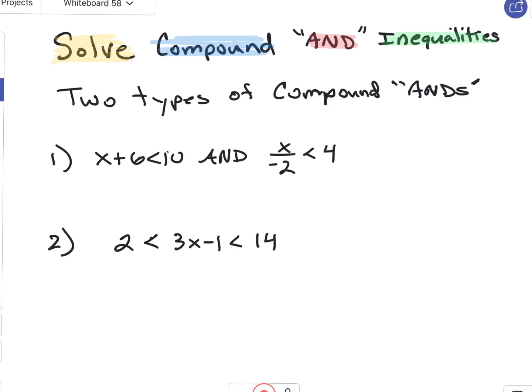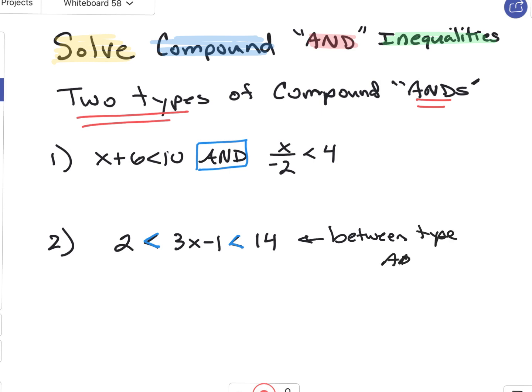Okay, so today we are going over solving compound and inequalities. And there are two types of compound ands. There is one where you have two separate inequalities joined with the word and. And then you have one where there are two inequalities in one sentence. And this is called a between type and.